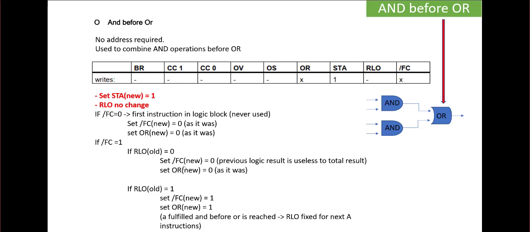So basically, our AND before OR instruction will set back the first check bit back to 0, and the OR bit will be also set to 0 as it previously was. So this OR bit was already 0, as we said previously.